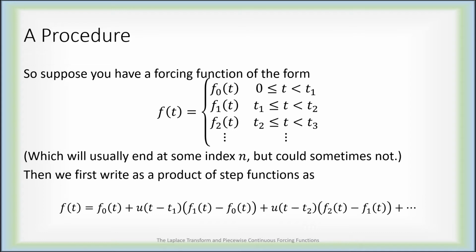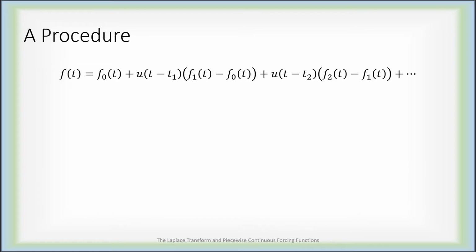So the function begins at f0. Then at time t1, we cancel f0 and introduce f1. Then at time t2, we cancel out f1 and introduce f2, etc. So here was our general way of writing this piecewise continuous function.